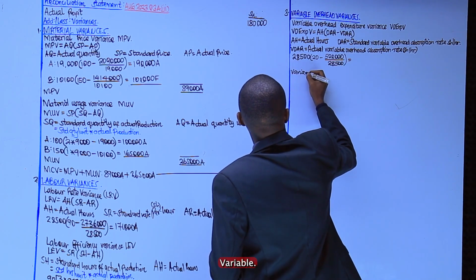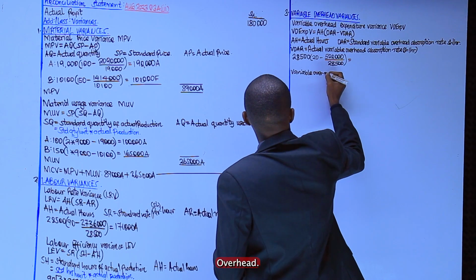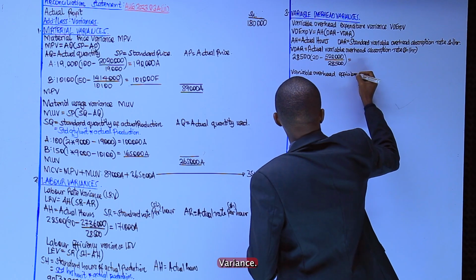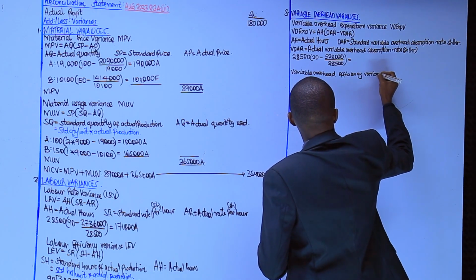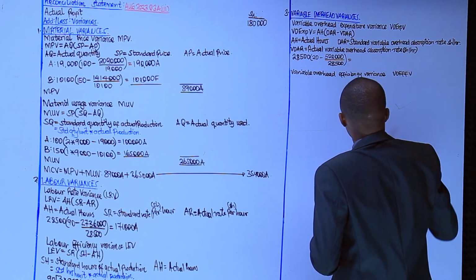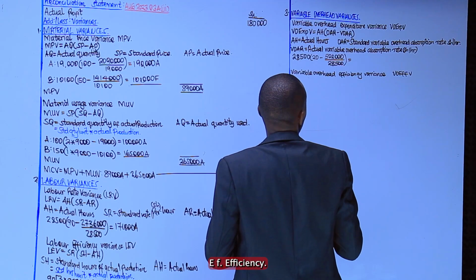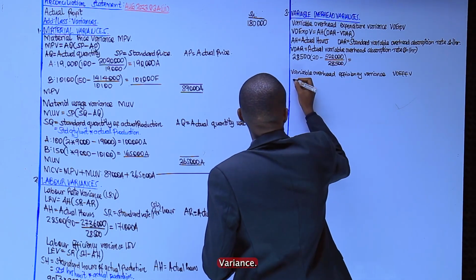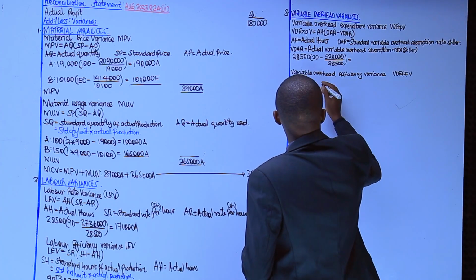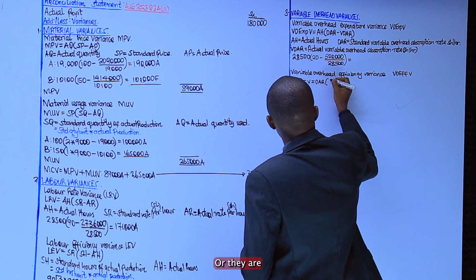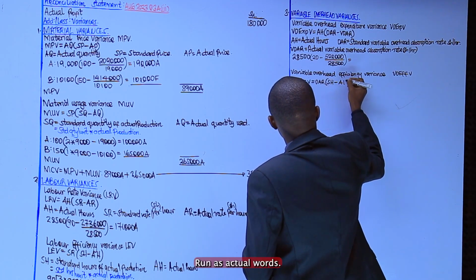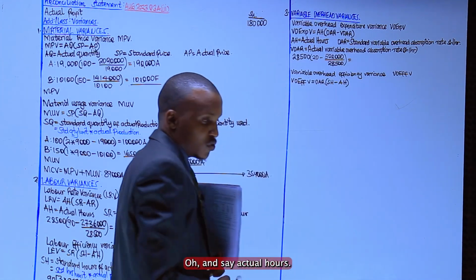Then variable overhead efficiency variance, which we denote as VOEF, efficiency variance. OAR standard minus actual hours.